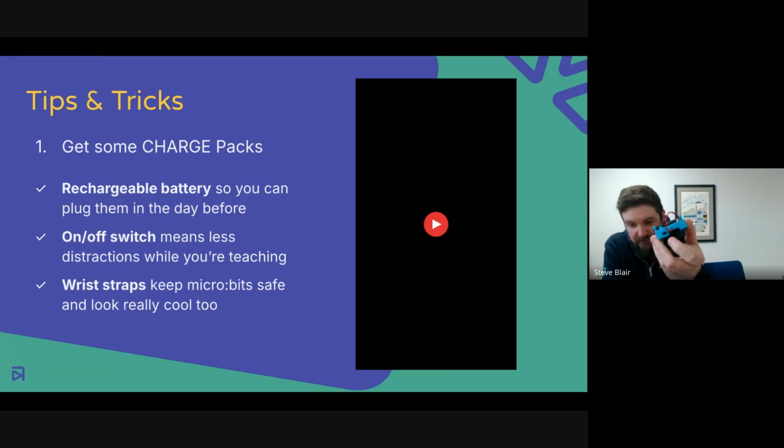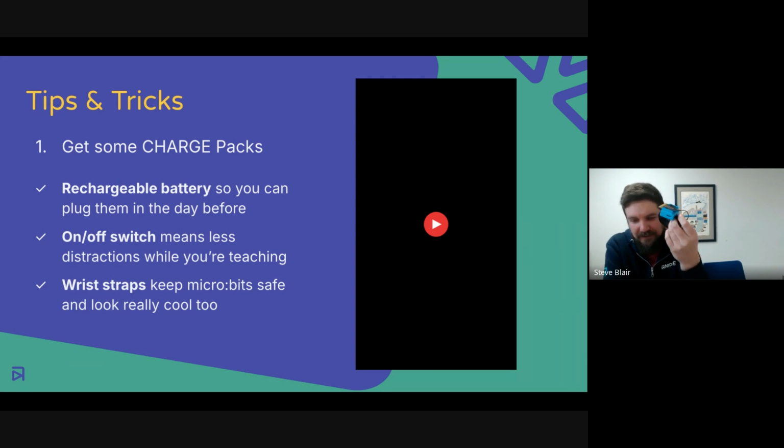The on-off switch is huge, such a simple thing. I have said to people, I don't know why this isn't standard on the microbit. It was sort of like, oh yeah, I've been using microbits for years, I didn't think about how I have this electronic without an on-off switch. And then the wrist strap.